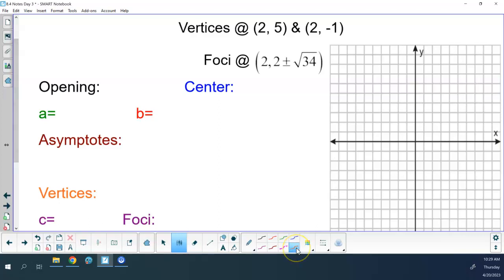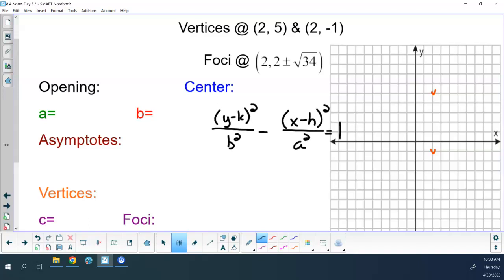So I got a vertex at 2, 5. 2, 1, 2, 3, 4, 5. I got a vertex there. I got a vertex at 2, -1. I got a vertex there. Which way does it open? Up, down. So because it opens up, down, that's y minus k, quantity squared, all over b squared, minus x minus h, quantity squared, all over a squared, equals 1. Right?